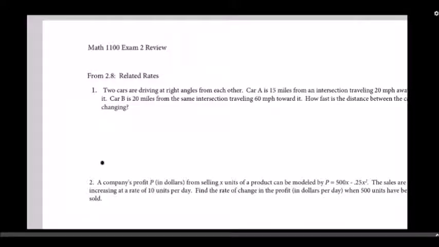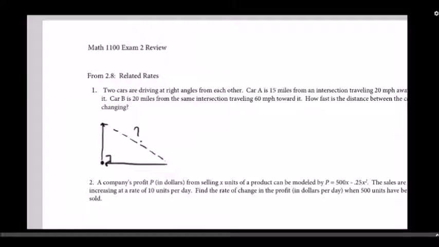Car A is traveling away. Car B is traveling towards. And the question is, how fast is the distance between the two cars changing? Now, if we have a right triangle here, then this distance is the hypotenuse of a right triangle, which can be described using the Pythagorean theorem.